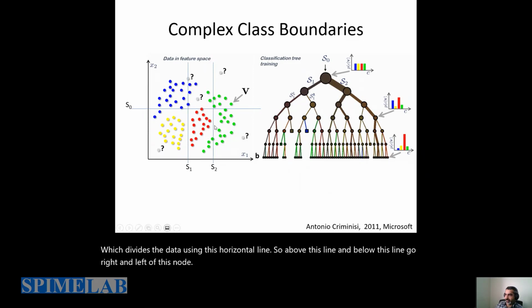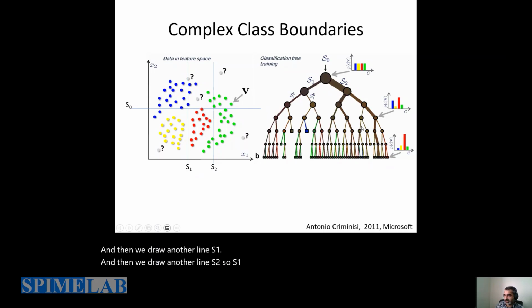And then we draw another line, S1. And then we draw another line, S2. So S1, S2 will split the data points into smaller and smaller buckets until we reach the leaf node.